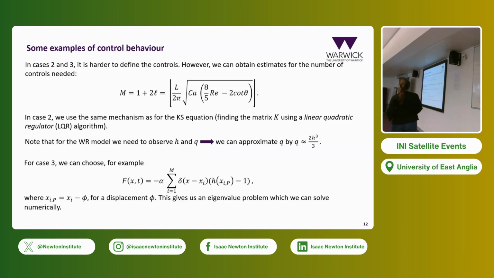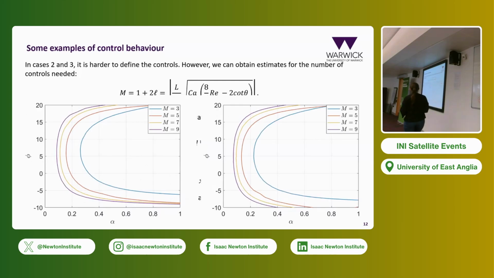So using this type of control, and assuming that we have the same number of observations and actuators, we can predict whether the solution is going to be linearly stable or not. These two plots are the same things for the two models. What we're doing is applying 3, 5, 7, or 9 controls with strength alpha, and on the y-axis I have the displacement. If you're inside of the curves, we're assuming that the problem is stable, and outside, unstable.